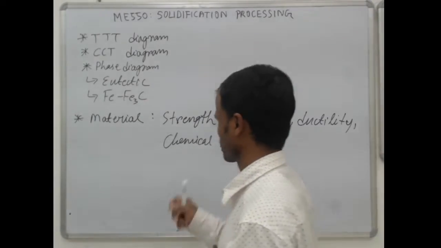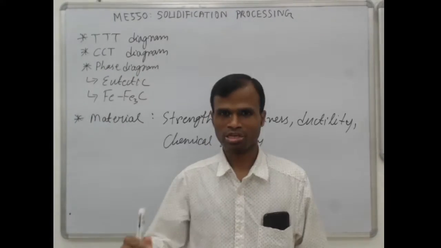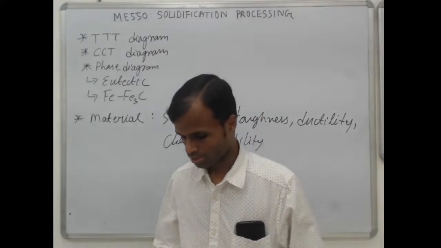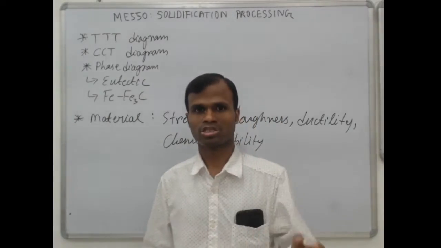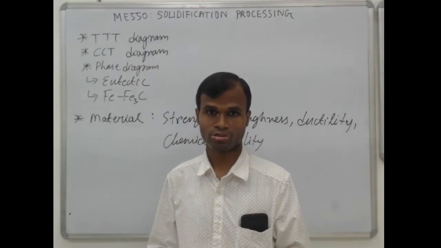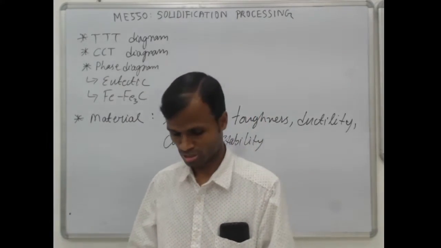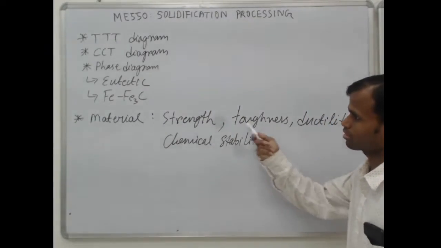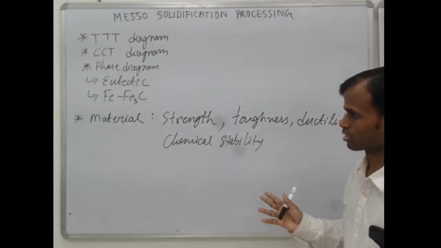Now strength can be defined by yield strength or tensile strength or any other strength, depending on the design criteria. Toughness is nothing but the area under the stress strain curve. This is the energy that a material absorbs before it fractures. This is also important. And ductility: if your material is ductile, you can give it different shapes, you can deform it. So this is also an important property.